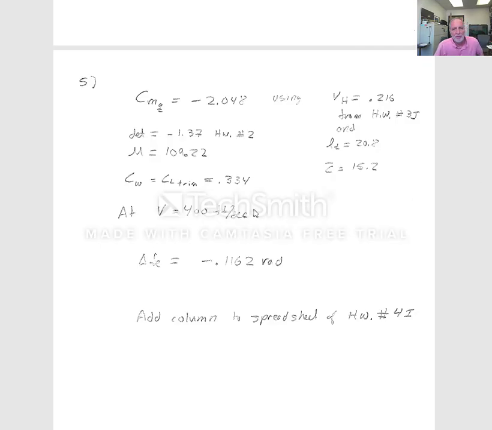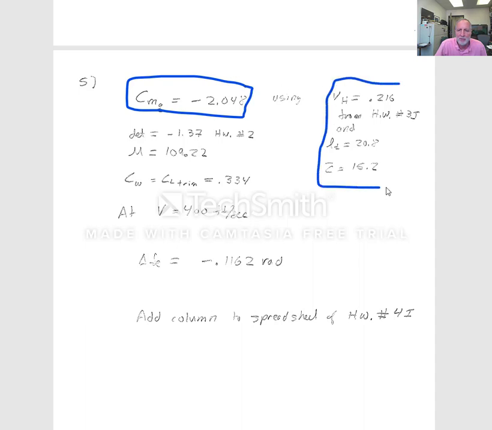Alright, so I realized I was missing this page, so I went down and scanned it in. Here we go. Problem number 5, before you need to do the spreadsheet, is you'll use the formula for CMQ given in the homework, and here's the data that you need from previous homework for that. From homework number 3, you'll get these VH, and you'll need LT of 20.8 and C bar of 15.2.